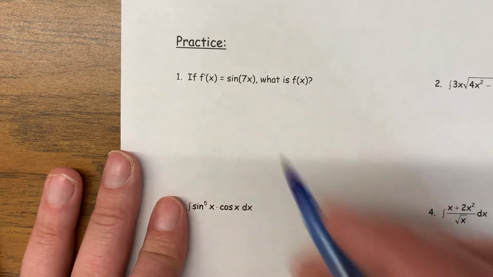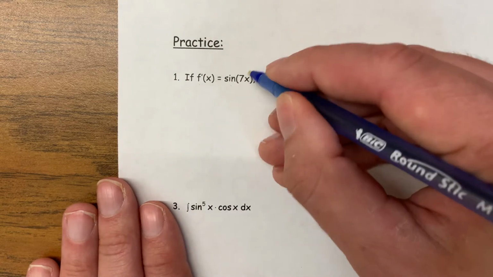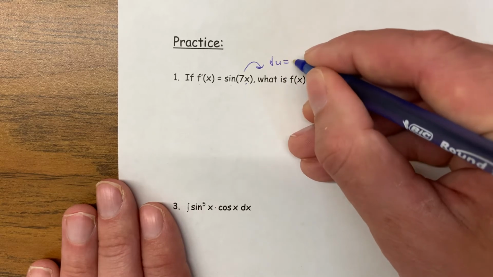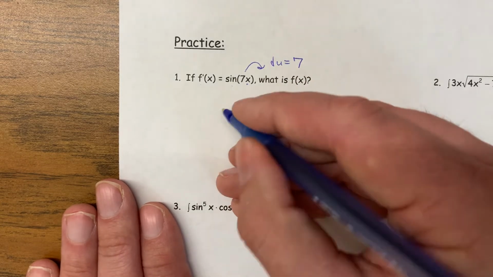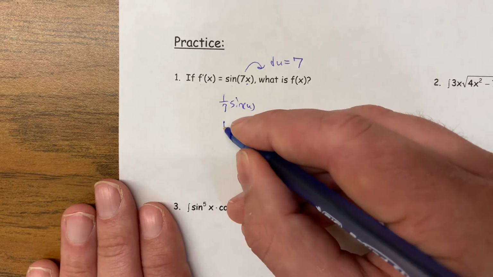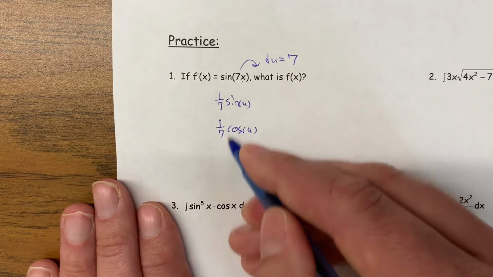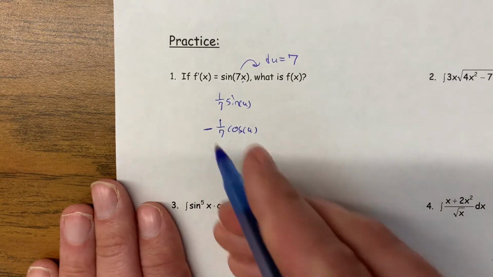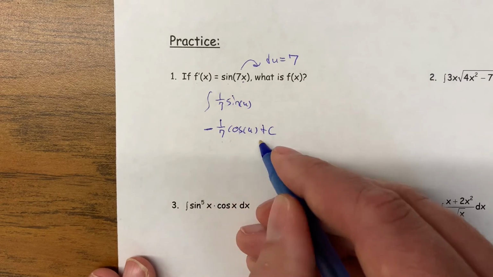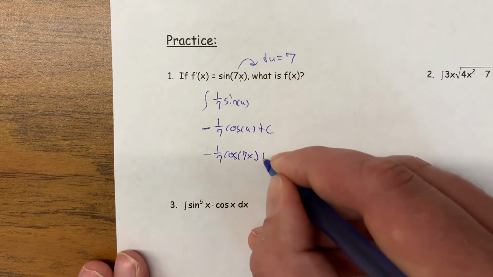If f prime of x equals sine of 7x, what is f of x? Well, hopefully we see that this derivative has an inside function, and so the derivative of the inside is 7. We need to divide by that 7. This is 1/7 sine of u. So when we do the integral, it's 1/7 cosine of u, but the derivative of cosine is negative sine, so we need a negative sign there, right? Plus c, and u was 7x, so negative 1/7 cosine of 7x plus c.